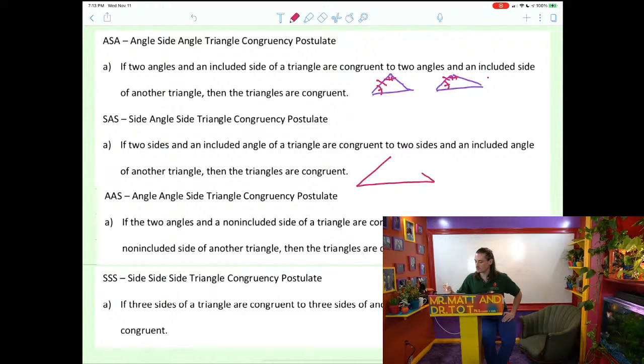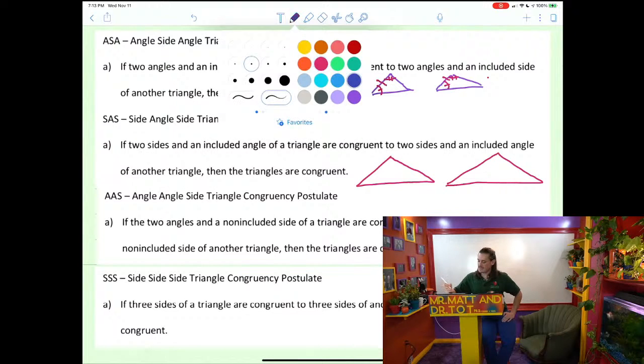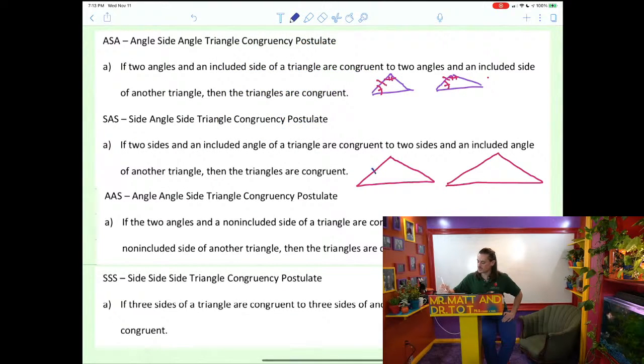So if I have two triangles, and I know that this side is congruent to this side is congruent to that side, and the included angles, I should say, are congruent, then I know that the two triangles are congruent to each other. But again, that angle has to be inside of the two congruent side pairs. If they're on the outside, if they're either one of the other two angles, then it's not included, and that's not side angle side.